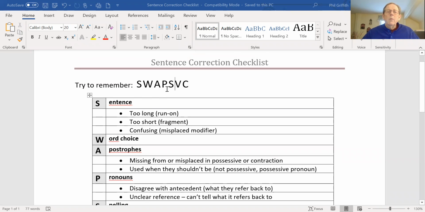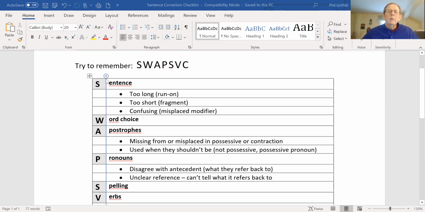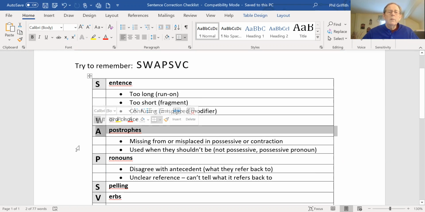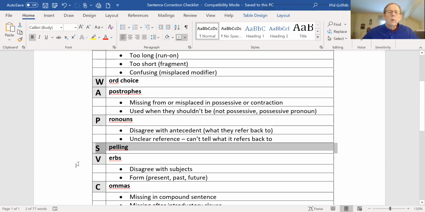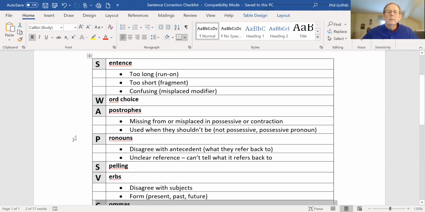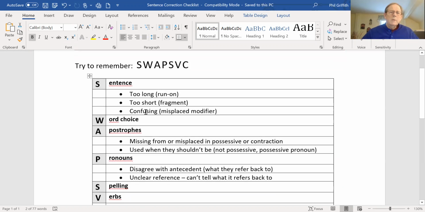SWAPS VC, SWAPS VC. Those letters are meant to represent sentence, word choice, apostrophes, pronouns, spelling, verbs, and commas. After looking at many, many examples of sentence corrections, almost all of them tend to fall into these categories. And you'll observe that we actually saw several of these in just the first 3 sentences that we did.